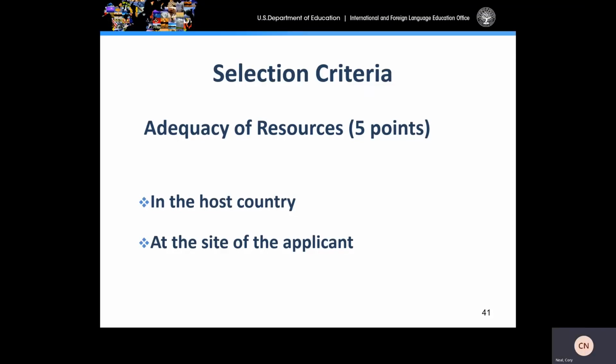Okay, moving on with our criteria. This is the adequacy of resources criteria, and this is worth 5 points. Here you want to explain what resources will be used to accomplish the project goals that are outlined in the project, both in the United States and abroad. You should indicate specifics regarding use of facilities, supplies, and other resources to show that they are adequate to carry out the activities in all phases of the project.